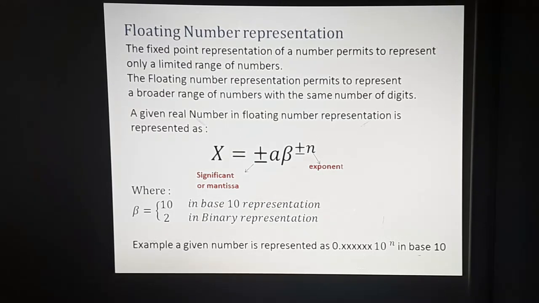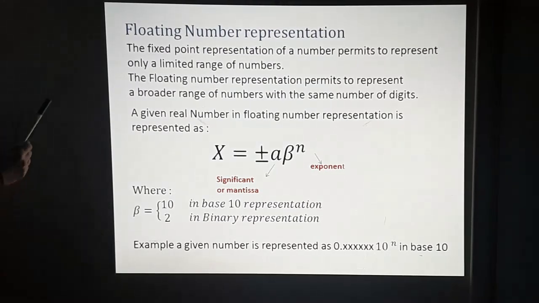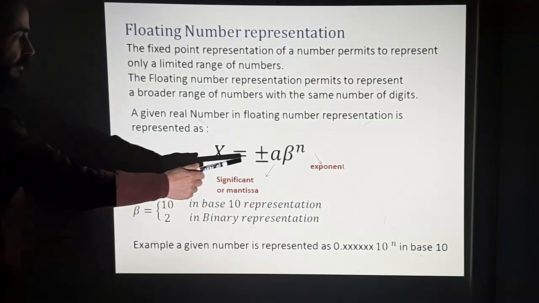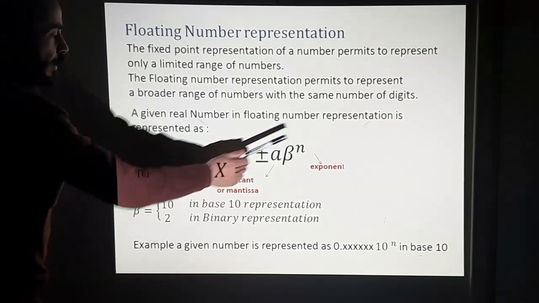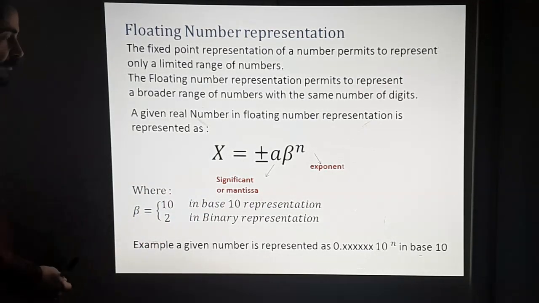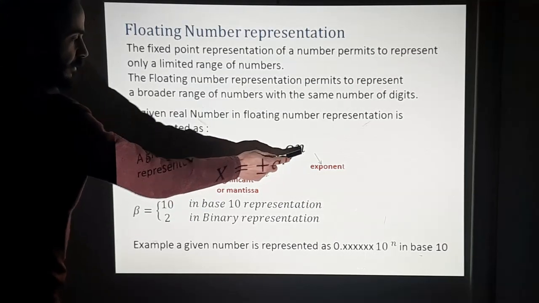So another representation, which is more interesting, permits to represent a broader range of numbers with the same number of digits than the fixed point representation. This representation is called the floating number representation. In this representation, any number can be expressed as x equals plus or minus a beta power n, where a is called the significand or the mantissa and n is the exponent.